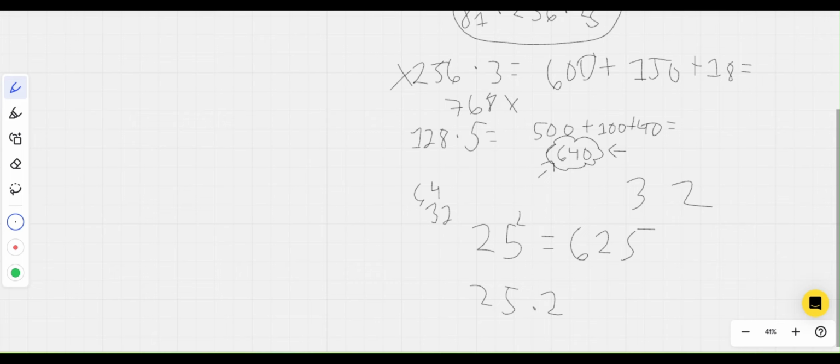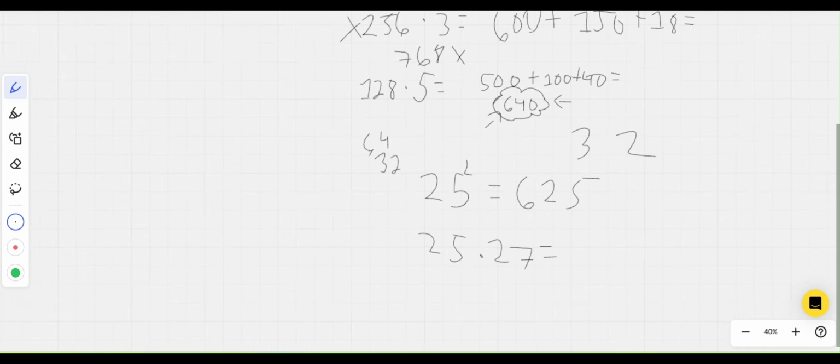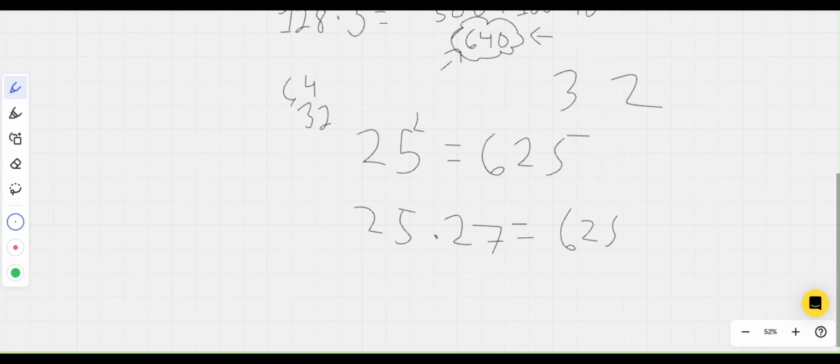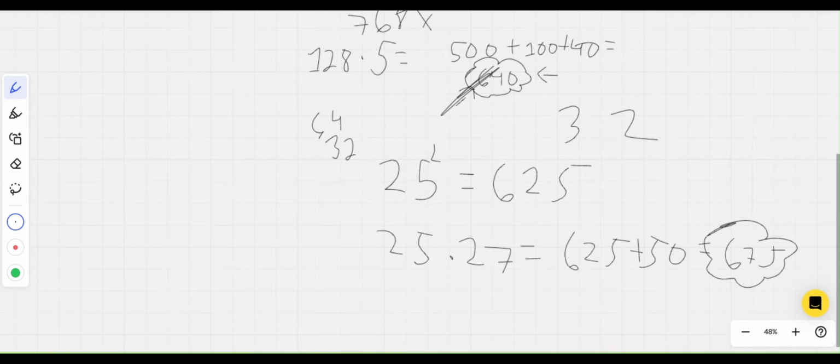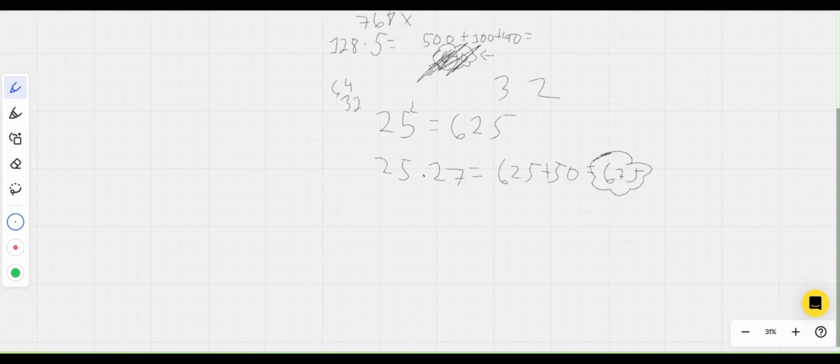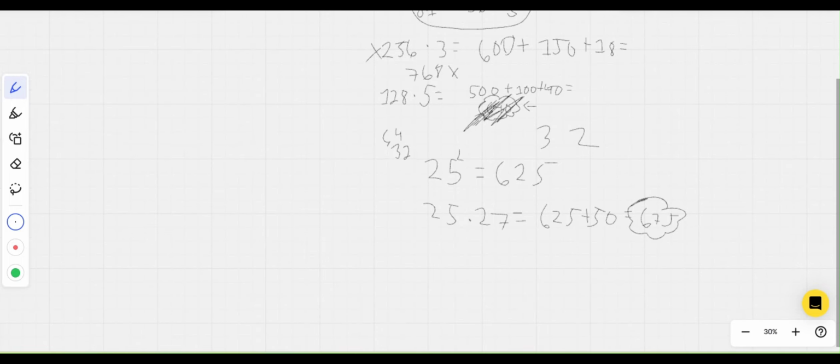25 times 27 is possible because that's just 3 cubed, right? So 25 times 27 is 625 plus 50. This is 675. And this is larger than 640, so this is the new number that we're going to be looking at. So 640, we don't need to look at this anymore. Let's see, is there any other number which could possibly be larger involving 25?